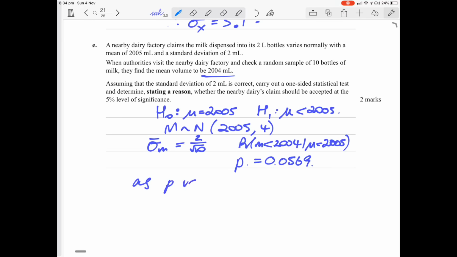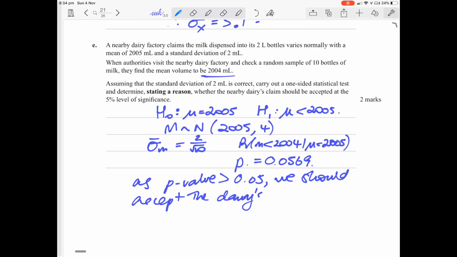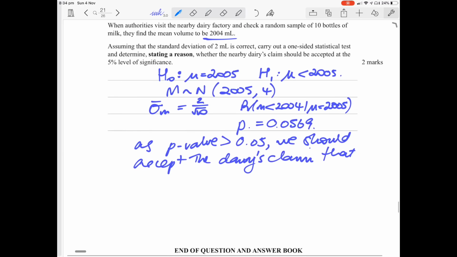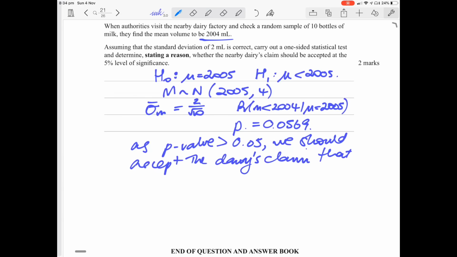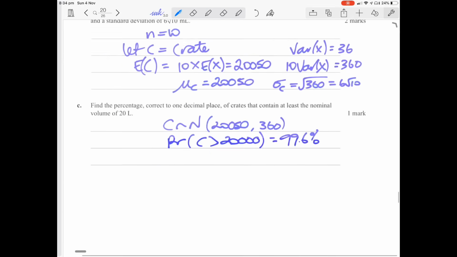Okay, as the p-value is greater than 0.05, we should accept the dairy's claim at a 5% significance level. Okay. Alright, I think we're done.